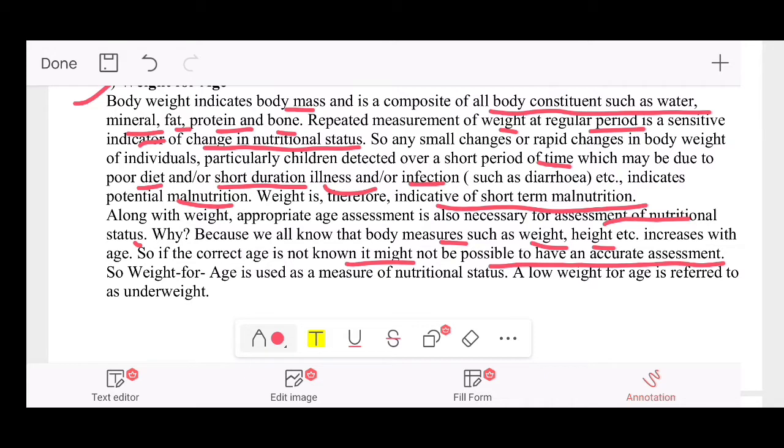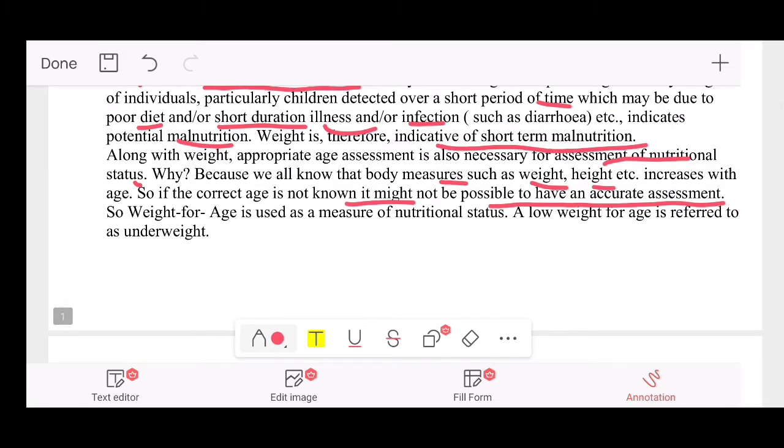Means if any child comes to have their height or weight measured, but he or she doesn't know what their age is, we just can't say whether this weight for this child is proper or not, whether they need more weight, or they should gain weight or lose weight. We can't say if we do not know the age of that person or that child. That's why age is a vital factor.